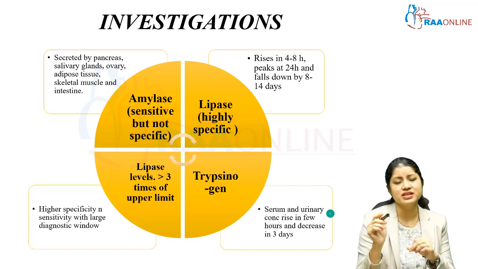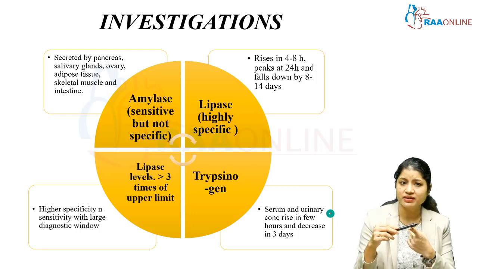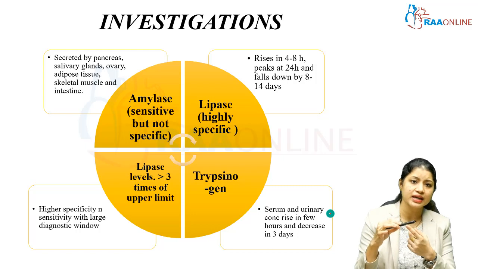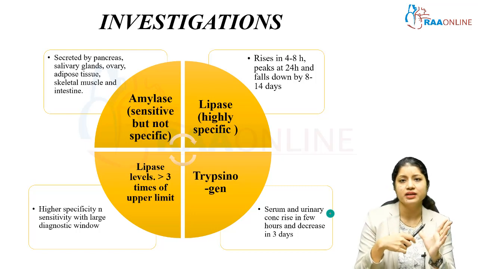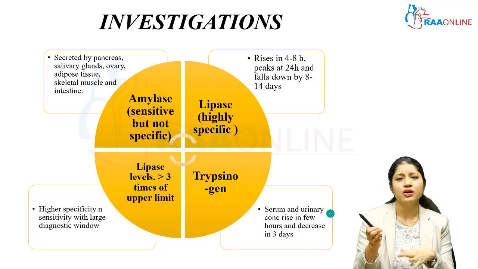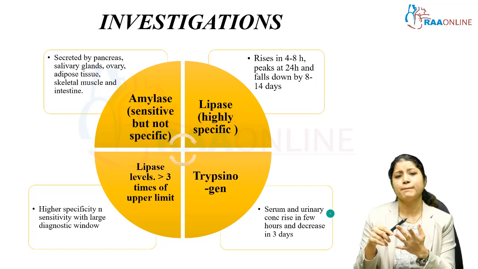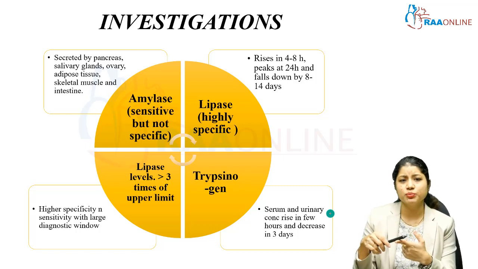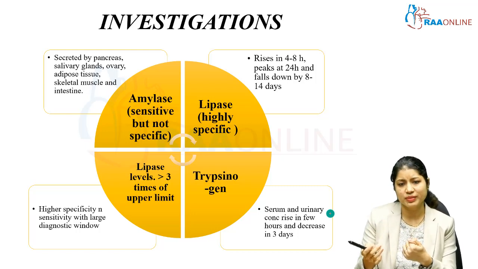Out of which amylase is considered to be a sensitive enzyme but not very specific, because amylase is not only released by the pancreas, it is also secreted by the salivary glands, ovaries, adipose tissue, skeletal muscle and intestine. So it becomes non-specific, because if you have a salivary gland tumor, or if you are pregnant, or if you have some PCOD problems, or in an obese patient, or a muscle injury, there is always an increased level of amylase.